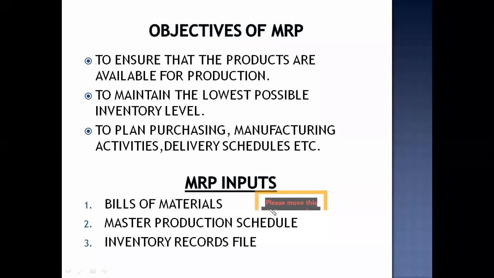Then inventory records file, it provides normal details like how much inventory is available and how much more we require, from where to buy. Those things are coming under inventory records file. These are the MRP inputs. So what is MRP? It is only the production scheduling, planning, etc. of materials, so that the work is happening smoothly, that too with the help of computers.